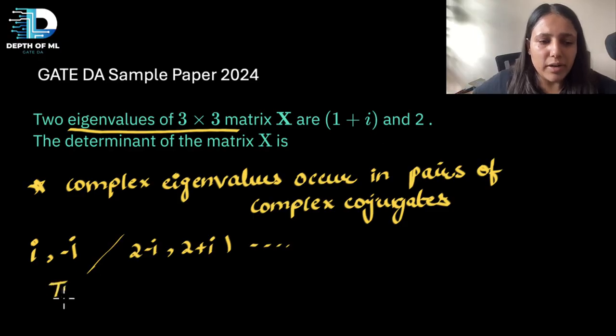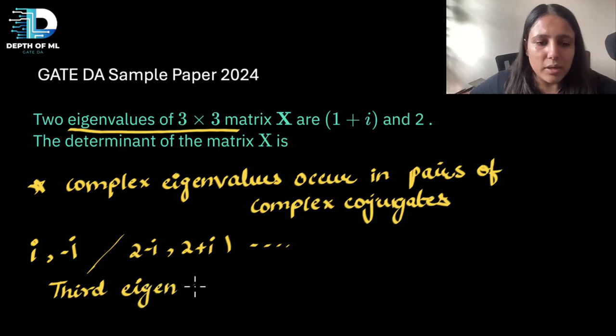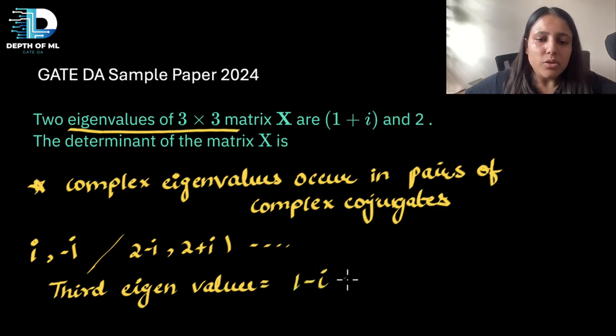So the third eigenvalue will be the complex conjugate of i plus 1. The third eigenvalue is 1 minus i. Okay, so now we know three eigenvalues. This is a 3 cross 3 matrix. So there is one more property that will help us solve this question.